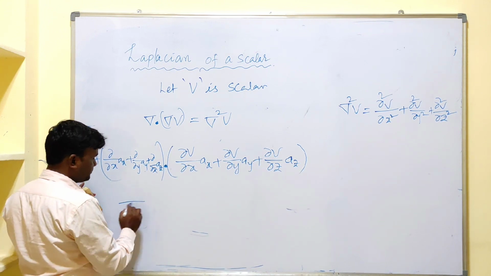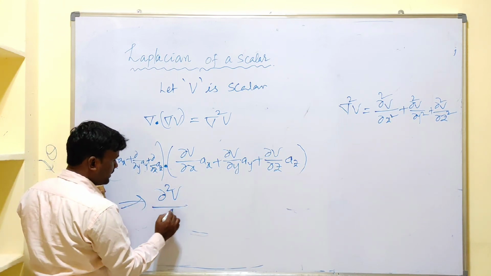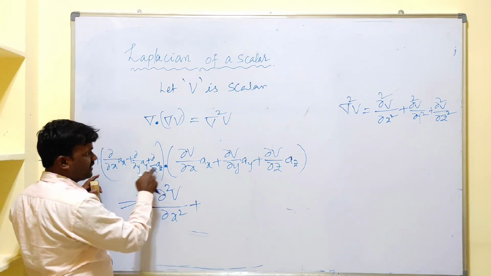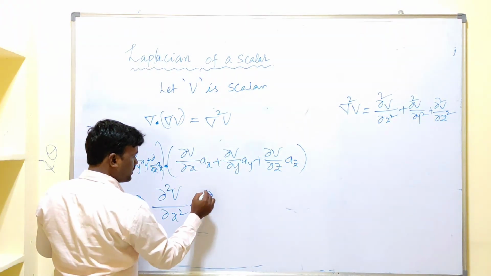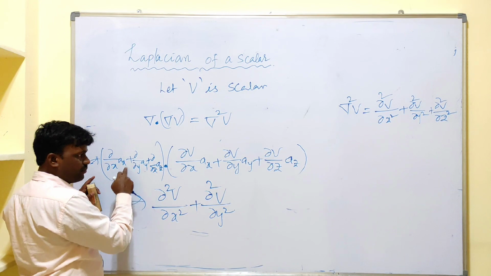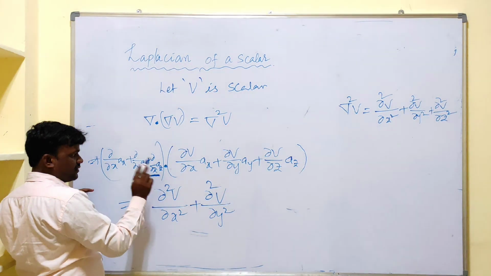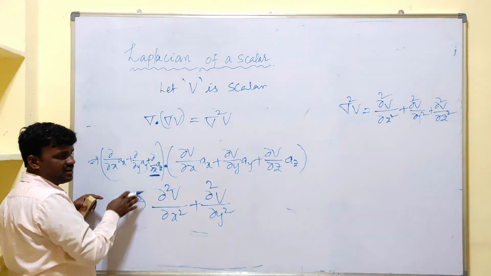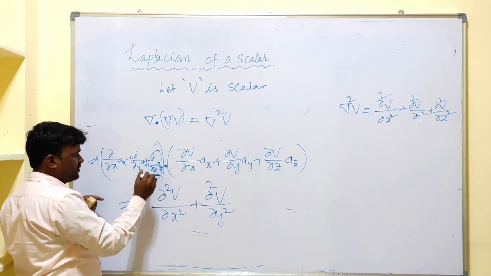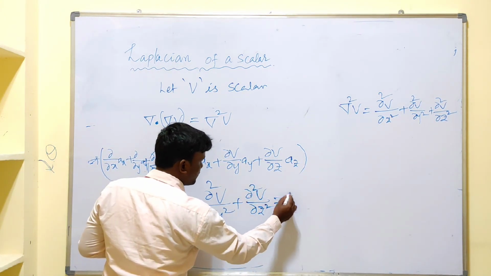Finally, we will get: dou by dou x into ax gives dou square v by dou x square, with ax dot ax equal to 1, plus for y, dou by dou y into this one, that is dou square v by dou y square, and last one, dou by dou z az, dou by dou z az. For the space problem I wrote like this. If you simplify this one, you will get dou square v by dou z square, which is equivalent to del square v.